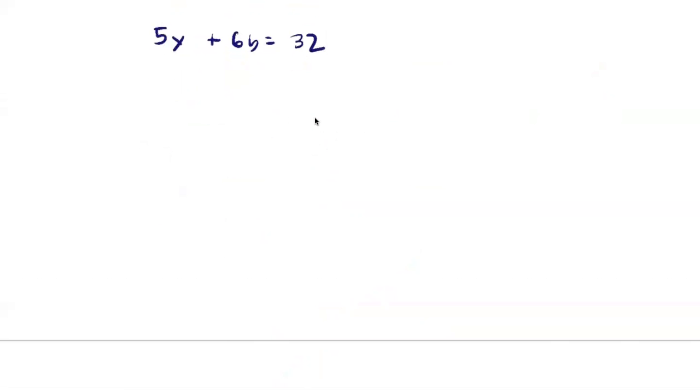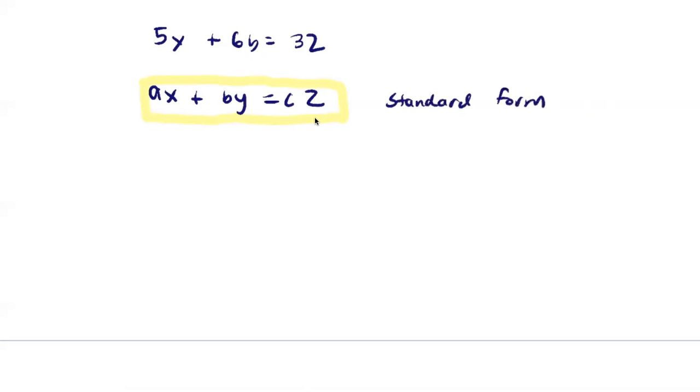To generalize this type of equation, we can say ax plus by is equal to cz. So this is a standard form of a linear equation. This is pretty important, so make sure to remember that.